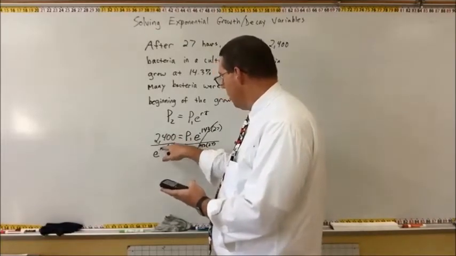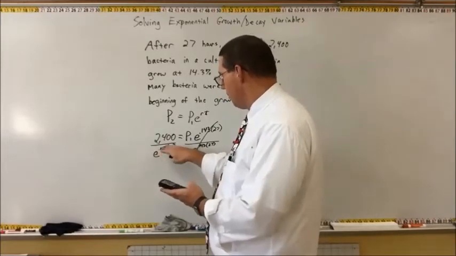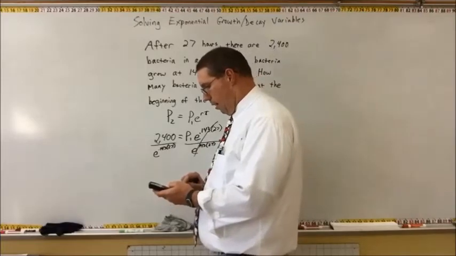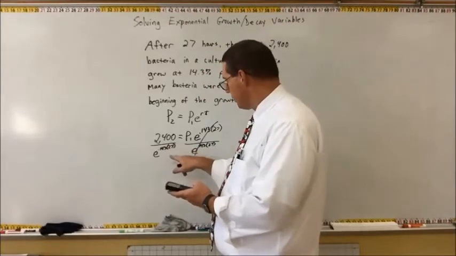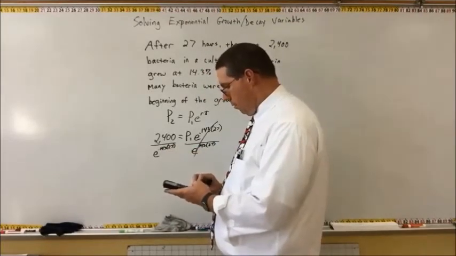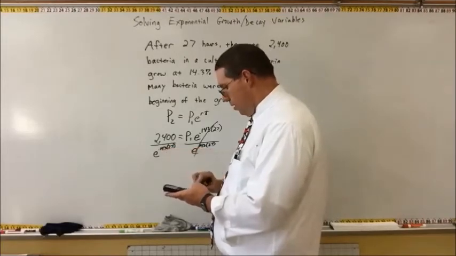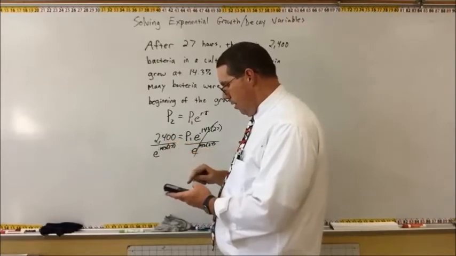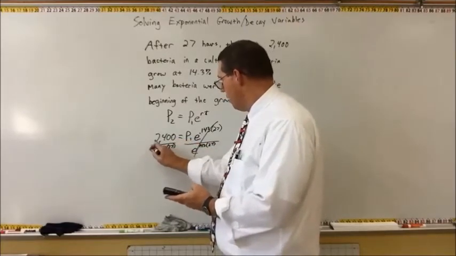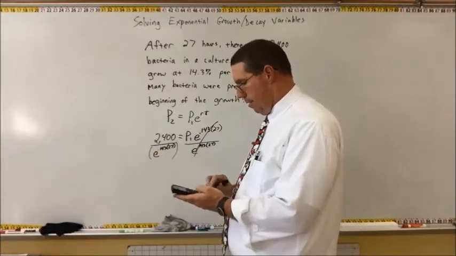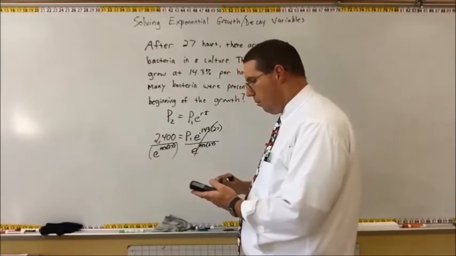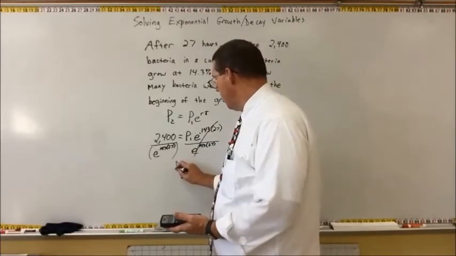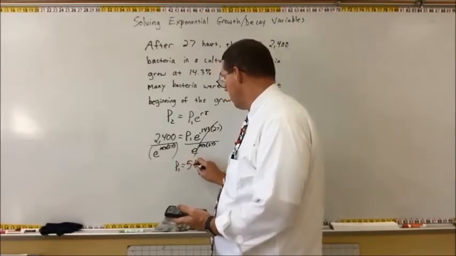So I'm going to key in 2400 divided by e to the power of, and I'm going to put this all in parentheses so I don't get messed up here. So second ln gives me e to the power of 0.143 times 27. Then I'm going to close the parentheses on the exponent, then close the parentheses on the denominator. Press enter, and I get 50.5126. So that's about 51. So P1, the starting value, was 51.